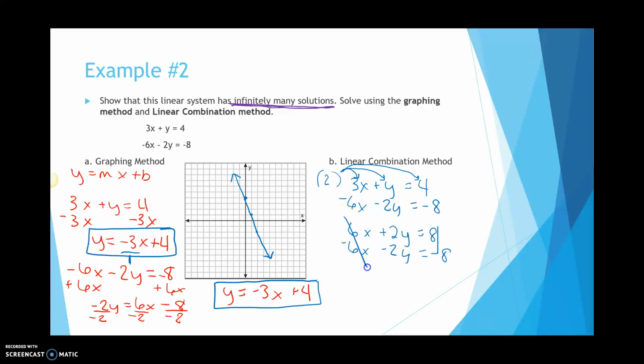Notice my x's cancel. Notice my y's are canceling too, positive 2, negative 2. And 8 plus negative 8, or 8 minus 8, cancels as well. So this is a 0 equals 0 situation. And 0 equals 0 means infinitely many solutions. And that's my answer. So these are two different ways you can solve these equations to determine how many solutions.